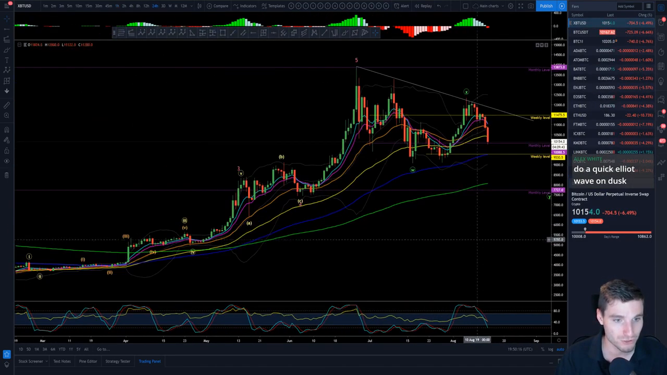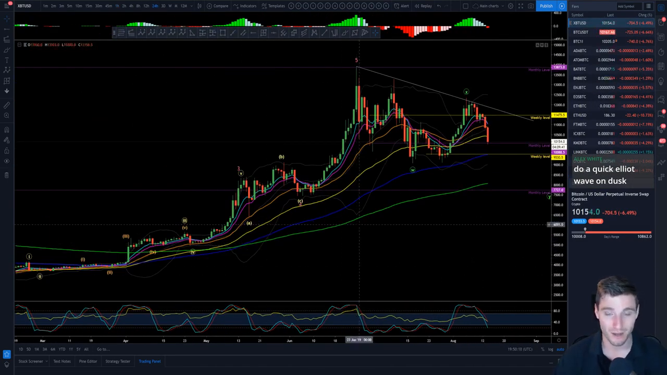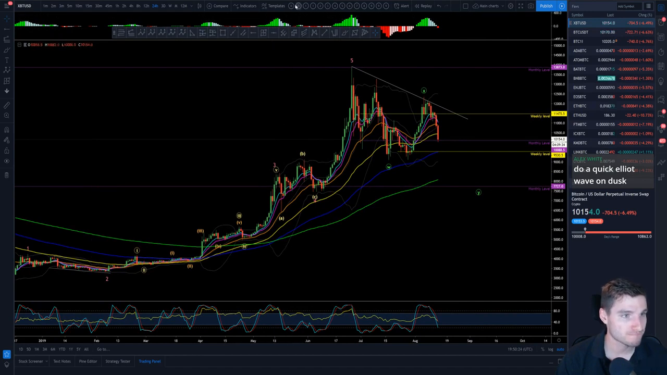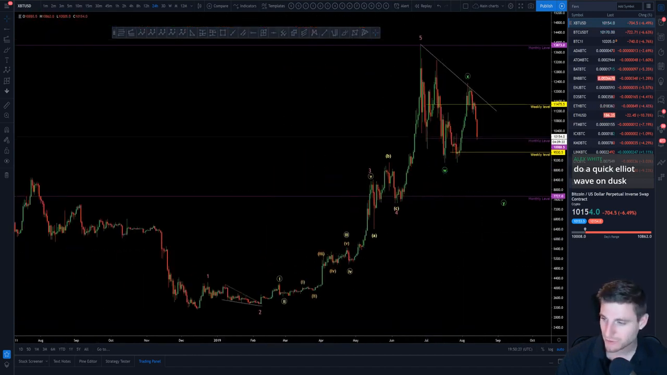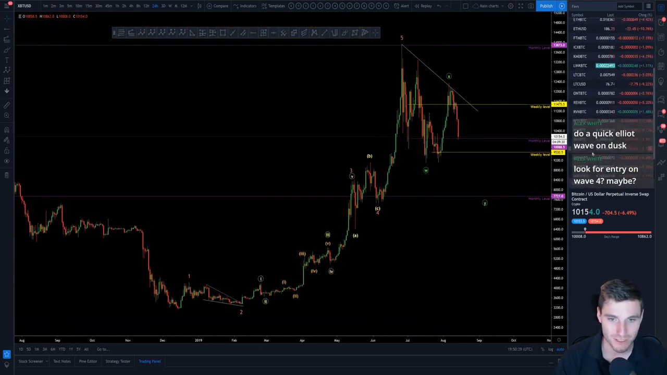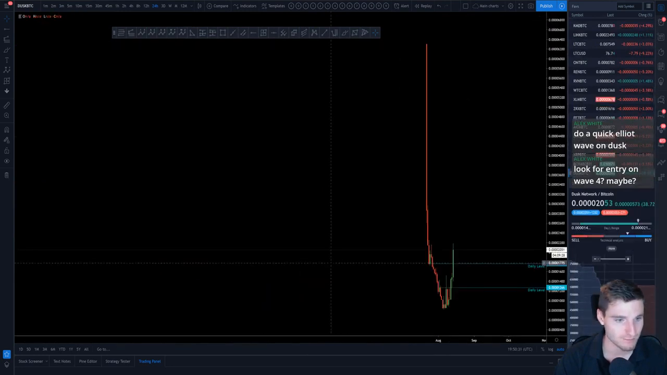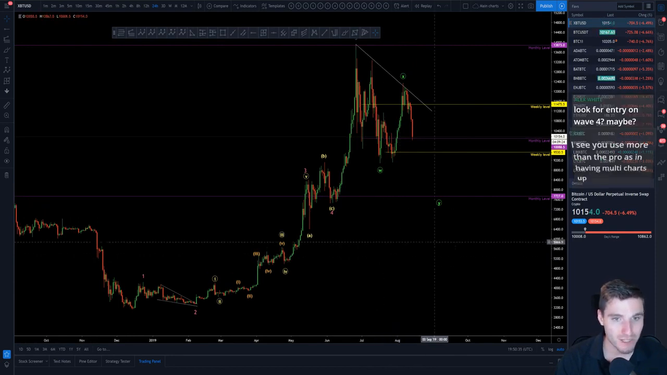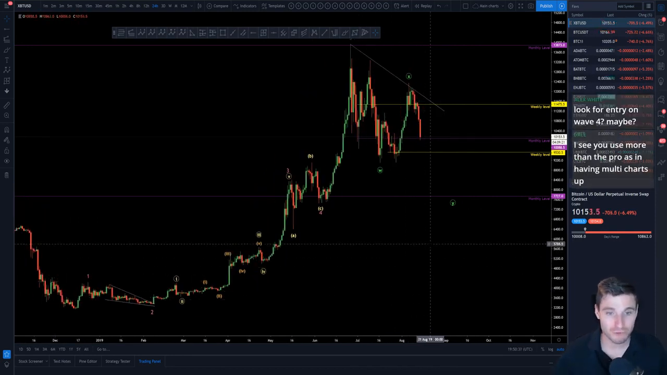If not, I'll move on to what I want to move on to: Bitcoin, Litecoin, and Ethereum. Do a quick Elliott wave on Dusk? I don't even think Elliott wave would work on Dusk. I'm not even going to do an Elliott wave on that. So I'll start off with Bitcoin, then I'll move on to Litecoin, then I'll do Ethereum, in that order, okay?